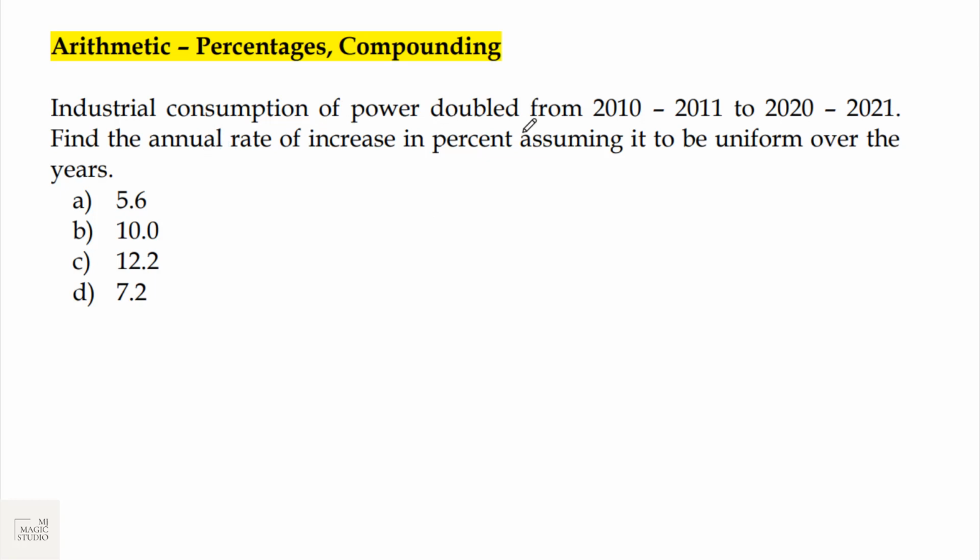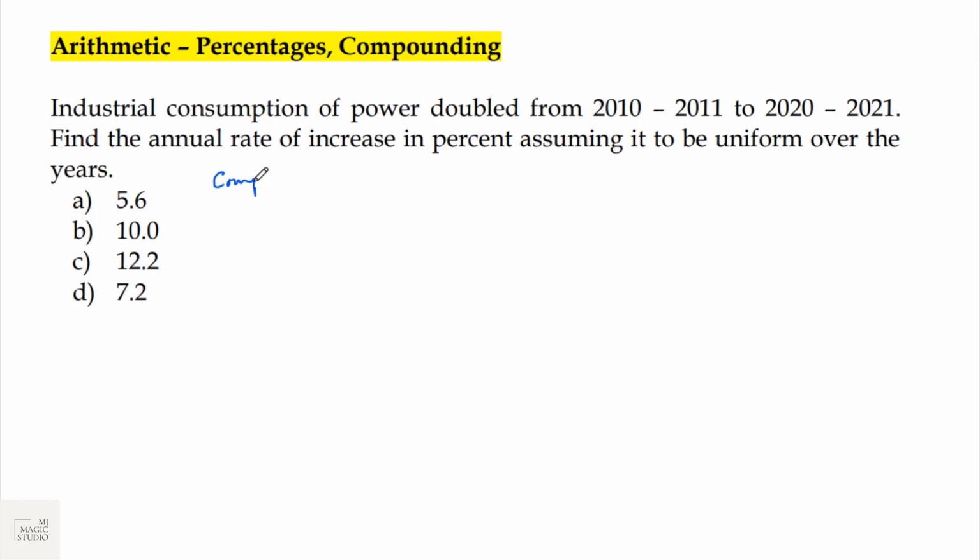Industrial consumption of power doubled from 2010-11 to 2021. Find the annual rate of increase in percent, assuming it to be uniform over the years. It is uniform over the years. That means it is following the compounding aspect. The increase rate is uniform. It is following compounding aspect.